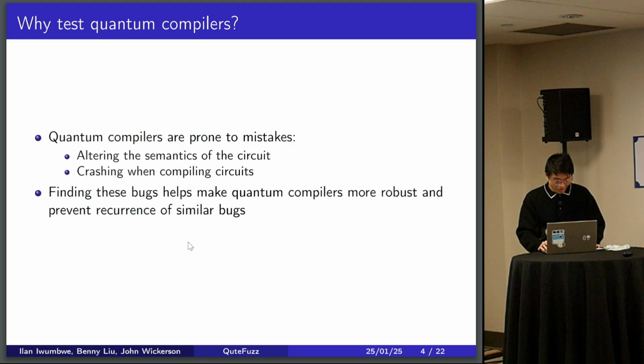So why do we want to test these quantum compilers? Well, these are the tools that we will be relying on to make the circuits that we will be coding more optimized. Therefore, if these quantum compilers alter the semantics of a circuit and give you different results, that would be really bad, or it might just crash, which we have found some bugs like this. Finding these bugs will help us prevent similar bugs happening in the future as well.